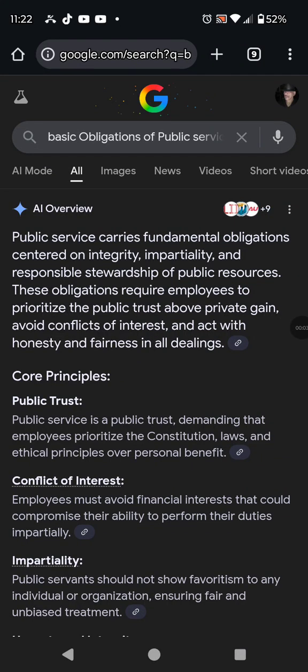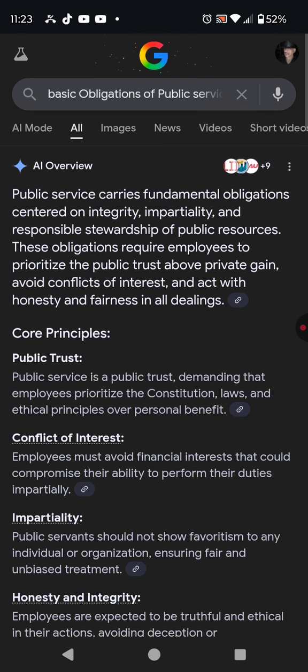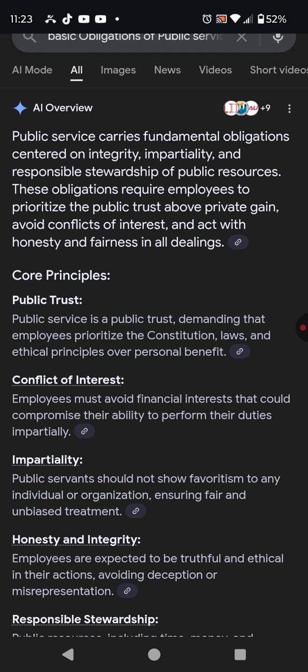Okay, the basic obligations of public service. This is the law. Public service carries fundamental obligations centered on integrity, impartiality, and responsible stewardship of public resources. Check the public trust for public resources. These obligations require employees to prioritize the public trust above private gain, avoid conflicts of interest, and act with honesty and fairness in all dealings.